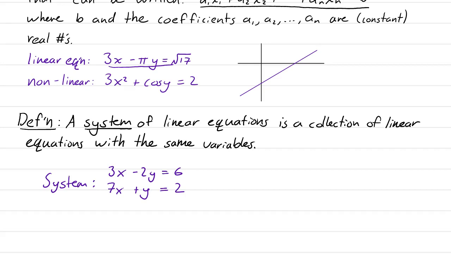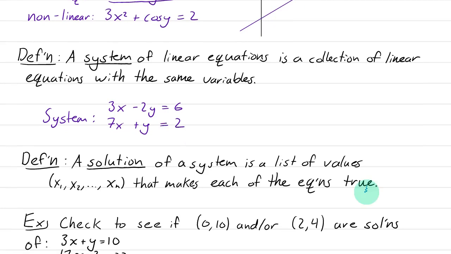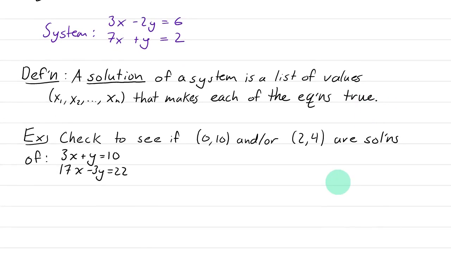Now, let's try to be precise about what we mean when we say let's solve a system of equations like this. First of all, let's define a single solution to be a list of values x1, x2 through xn that makes each of the equations true. So here you'd have to find an x and a y that makes the first equation true, and the same numbers plugged in for x and y in the second equation need to make that one true as well. So let's do a super quick example to check to see if 0, 10 is a solution of this system, and also check to see if 2, 4 is a solution of this system.